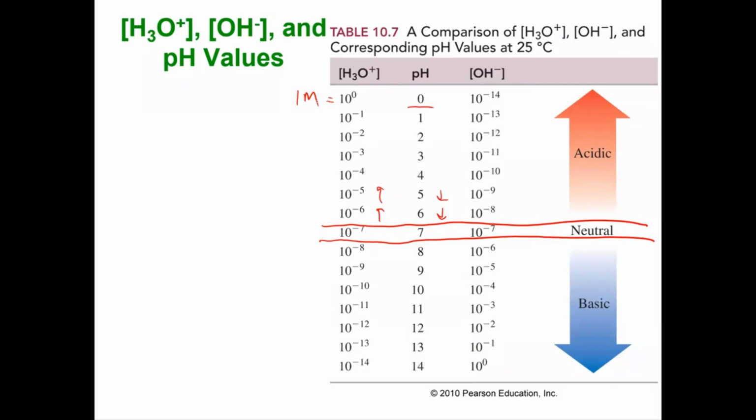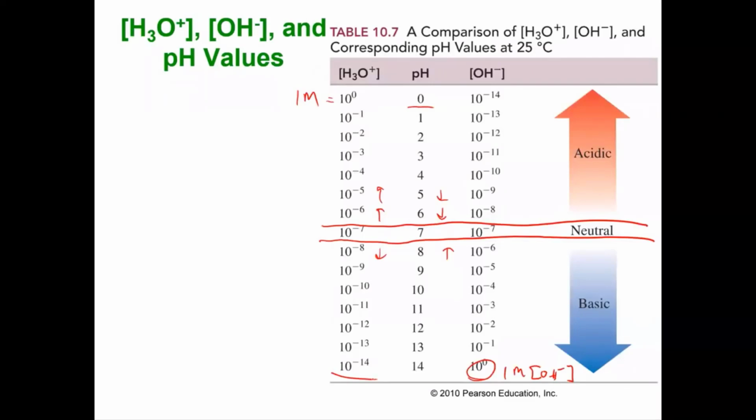And then it works in the opposite direction. If I get less and less hydronium, then my hydroxide goes up. And that means I'm more basic. But it still always equals that constant. So when there's a ton of base, a 1 molar base solution, there's very little hydronium.